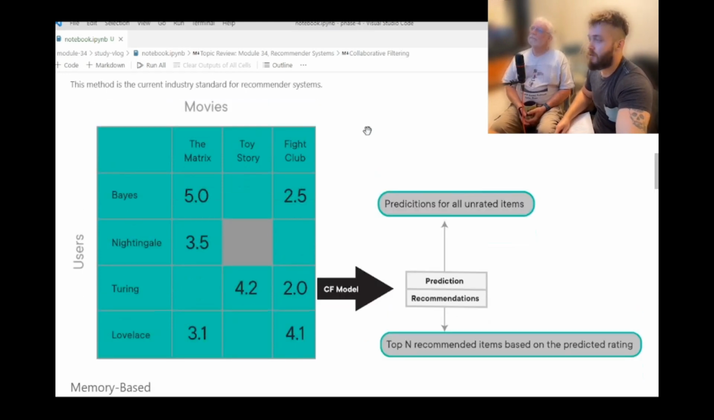Versus if it was an implicit matrix, you might be predicting whether you would watch it or not. But if you were going to try to see what his rating would be for Fight Club instead of Toy Story, that one would be the one that would be blanked out. This would be gray, and this would just be blue. So that's just the target.